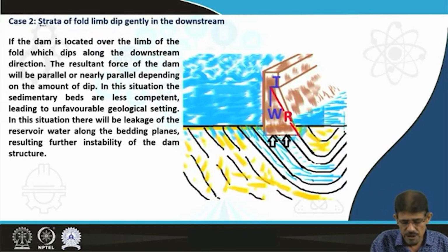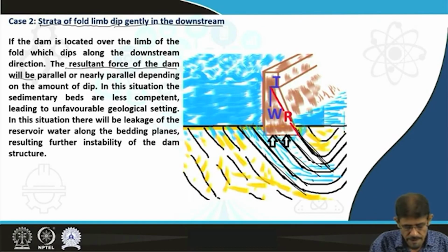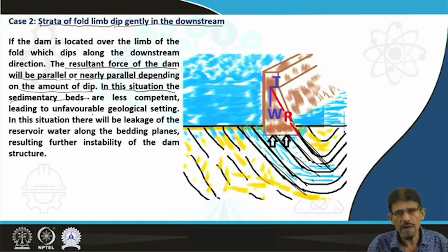The next case is strata of fold limbs dipping gently toward the downstream side. In this case, the resultant force of the dam will be parallel or nearly parallel, depending on the amount of dip of the limbs. In this situation, sedimentary beds or any rock strata, metamorphic foliated rocks or schistose rocks are less competent, leading to an unfavorable geological setting.